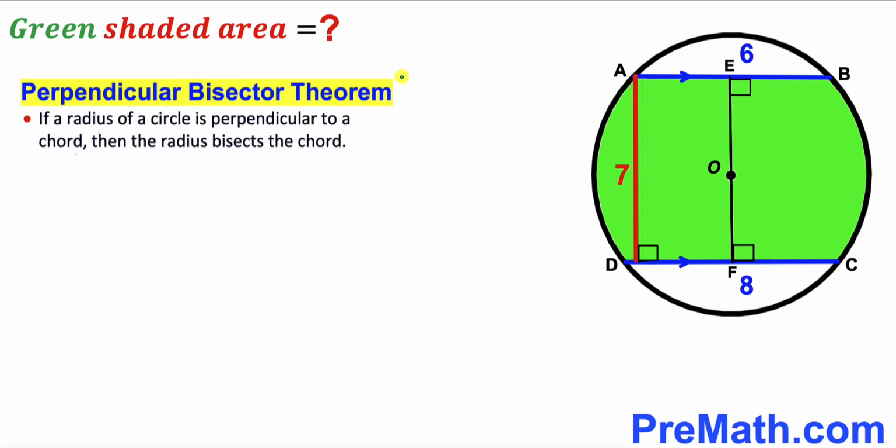Now let's recall the perpendicular bisector theorem. According to this theorem, if a radius of a circle is perpendicular to the chord, then the radius bisects the chord. Therefore, this segment AE length is equal to this segment BE length. We know this total chord length is 6, so this has got to be 3, and this is 3 as well. Likewise, this segment DF length is equal to this CF length. If this total length is 8, then this has got to be 4, and this is 4 units as well.